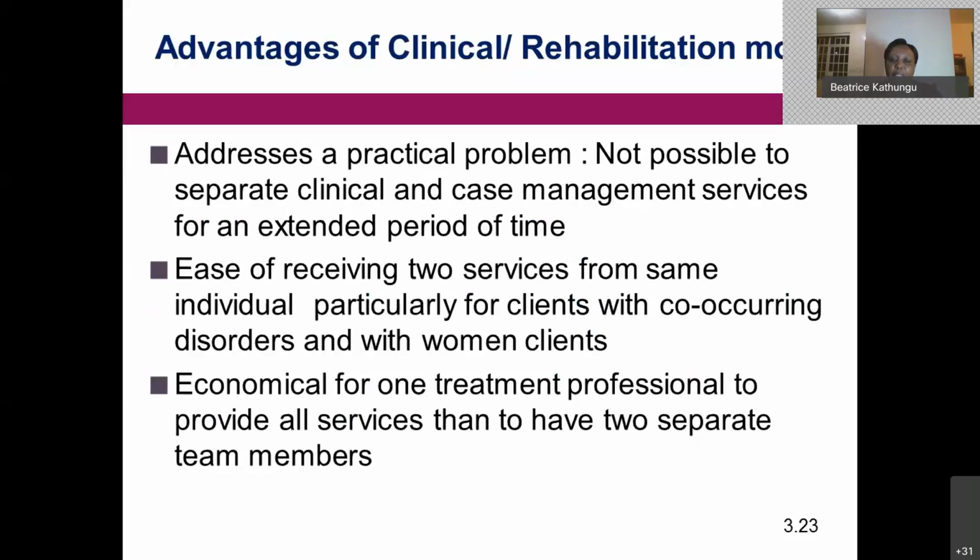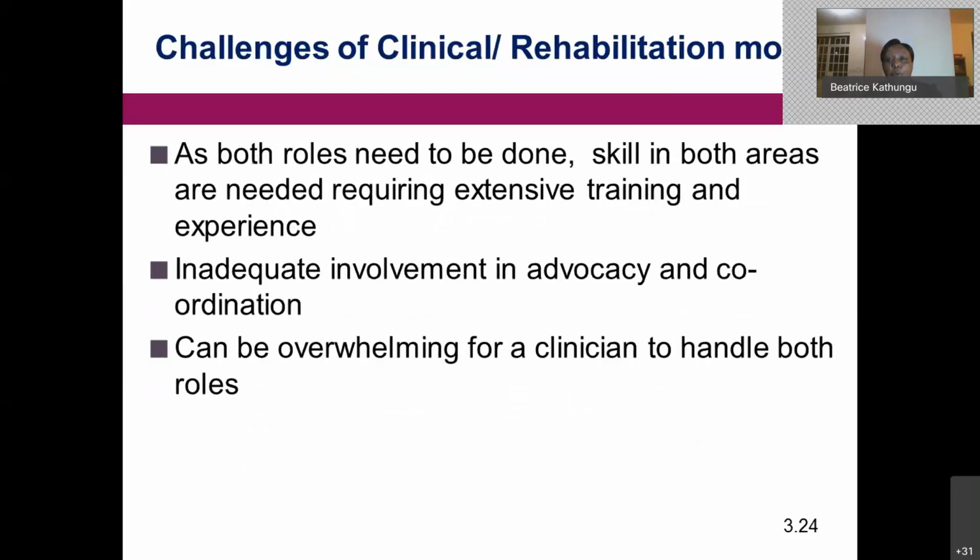Now, what might happen is that this client may have difficulties coordinating the services from the two. But when it's one and the same person doing it, it's easier for clients, particularly those with special needs like co-occurring disorders, women, and their many needs. It's also economical because one treatment professional provides all services as opposed to having two separate people doing the same jobs. Now, while it has all those beautiful advantages, it does have challenges or the downside.